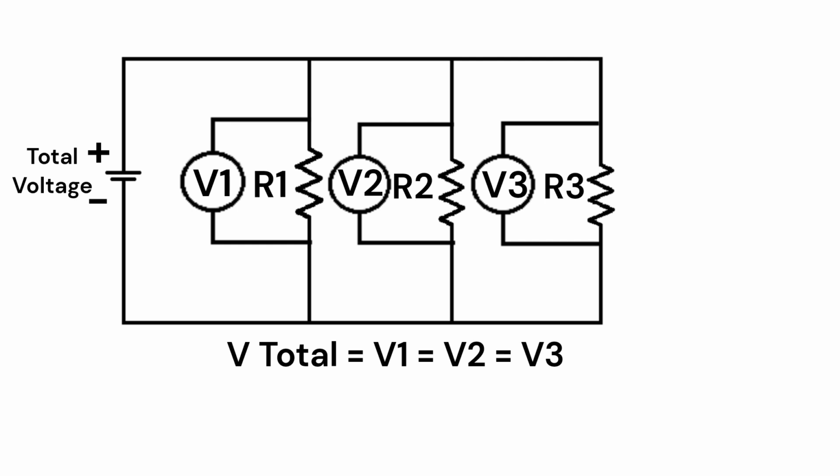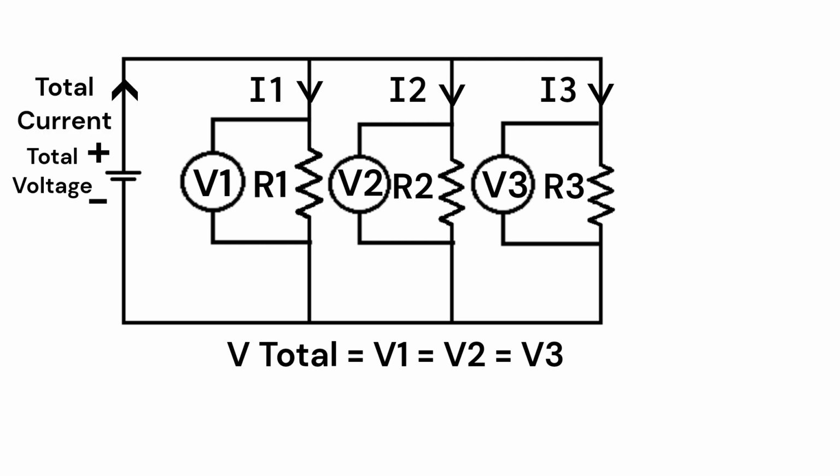And the current is different at individual resistors because now there are multiple paths to flow, so current is shared among different components, which are resistors here. So if current at resistor R1 is I1, current at resistor R2 is I2, and current at resistor R3 is I3, then the total current is the sum of all individual currents. So I total is equal to I1 plus I2 plus I3.